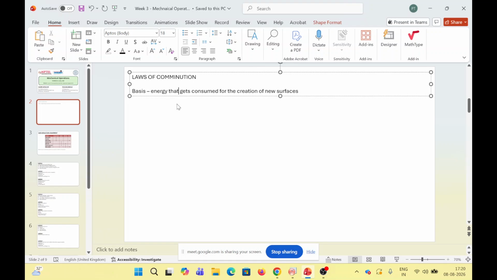There are typically three laws. One is Kick's law. Another one is Rittinger's law.